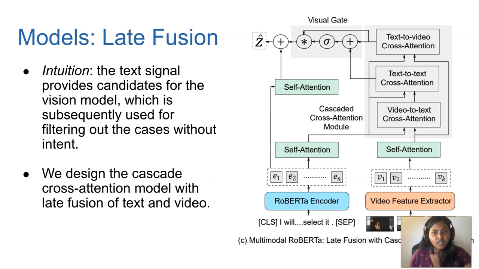So from the pilot study, we built the intuition that the text signal provides candidates for the vision model, which is subsequently used for filtering out the cases without intent. Based on this, we designed the cascaded cross-attention model with late fusion of text and video.